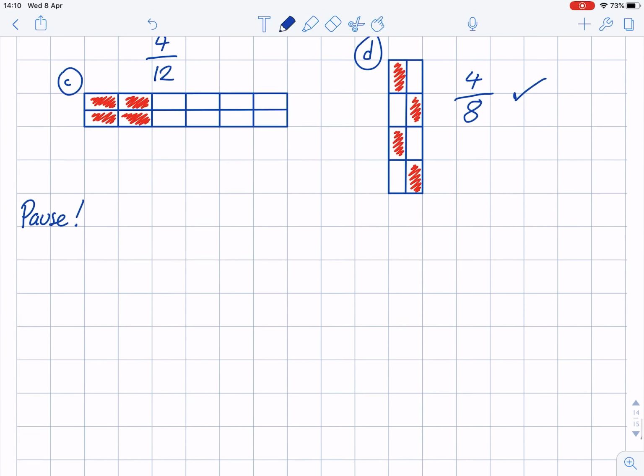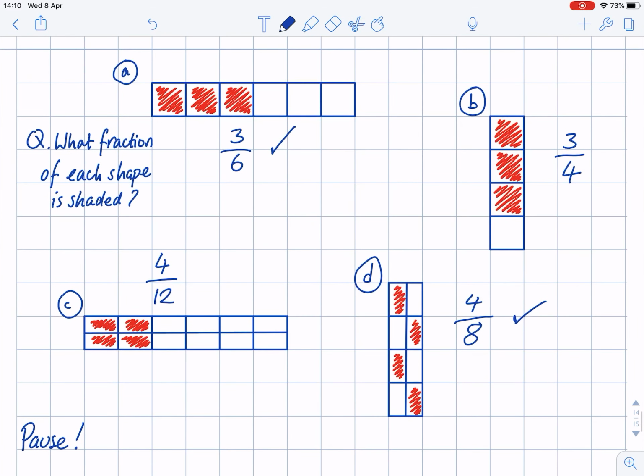Okay, so what you've done there, there's nothing else. I've been really kind to you. What you've done there is you've identified fractions, and then you've also looked at and found equivalents. So well done. I really hope and think you should have got all those right. Again, if you didn't, don't worry. We're going to go through some more tomorrow.